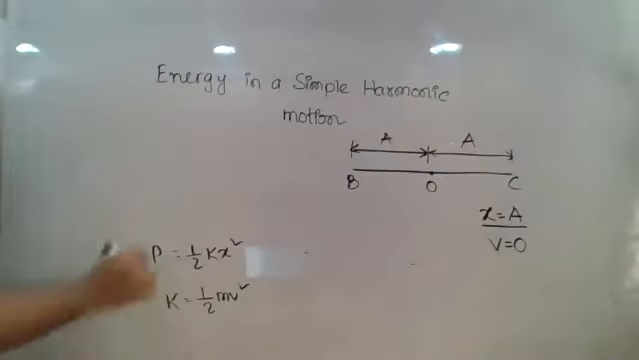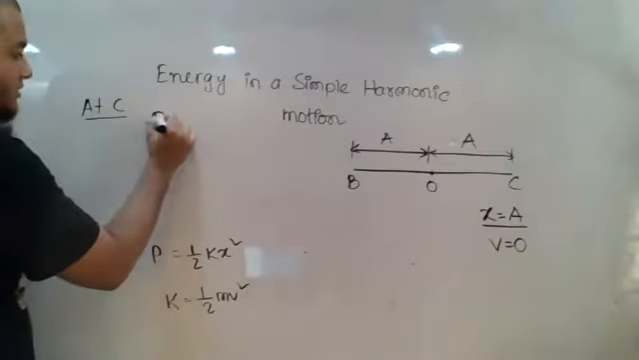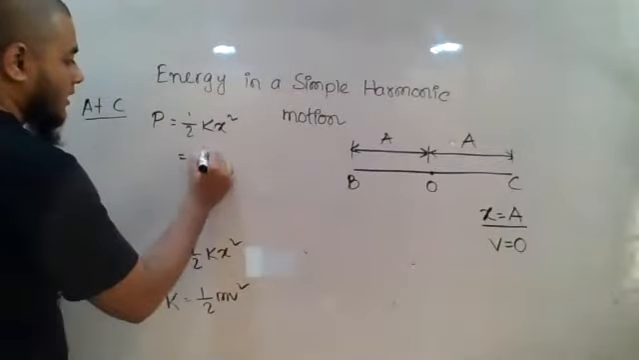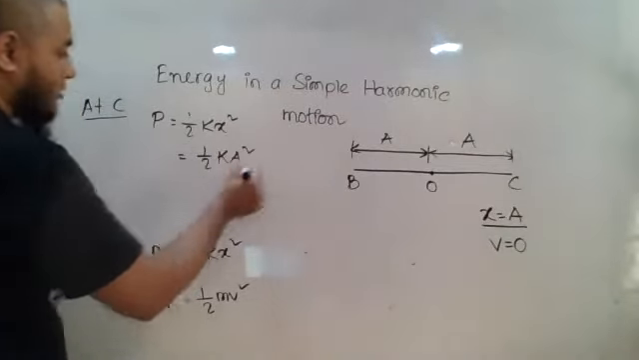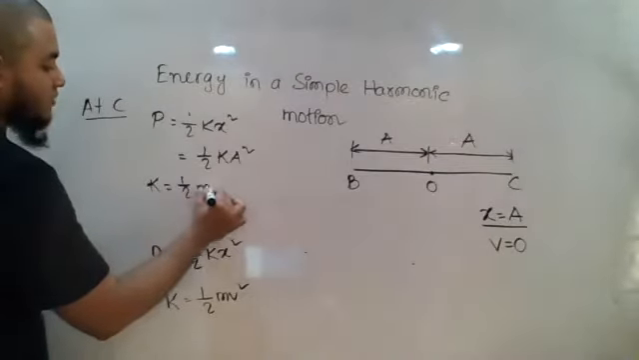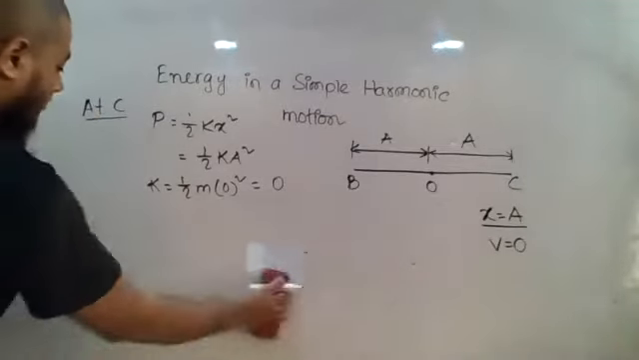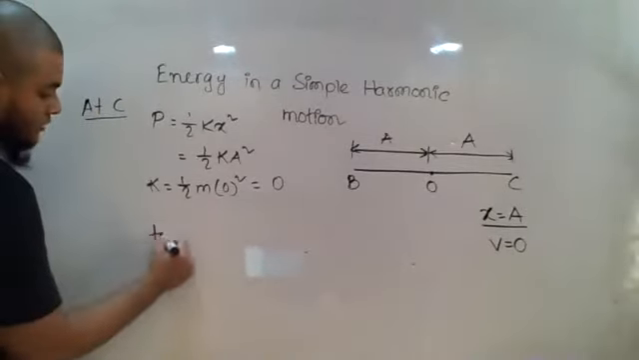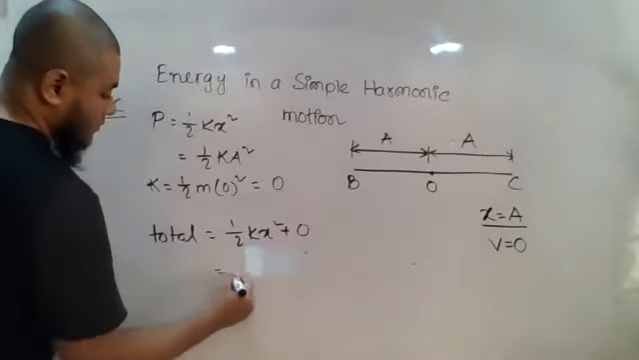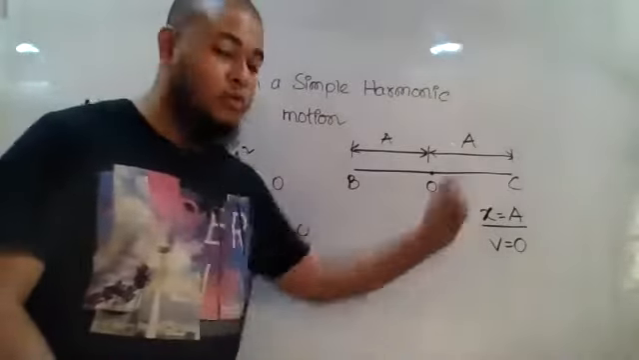0. Now at position C, if I want to calculate the potential energy, I will have to use this expression half kx square. Now we know that x is equal to a, so it will be half ka square, replacing x by a. And what will be the kinetic energy? As we know that the velocity is 0, half mv square is 0 square, so it will be 0. Now if I ask you to calculate the total mechanical energy, then total will be half kx square plus 0 is equal to half kx square. Right? This is the total energy at the point C.